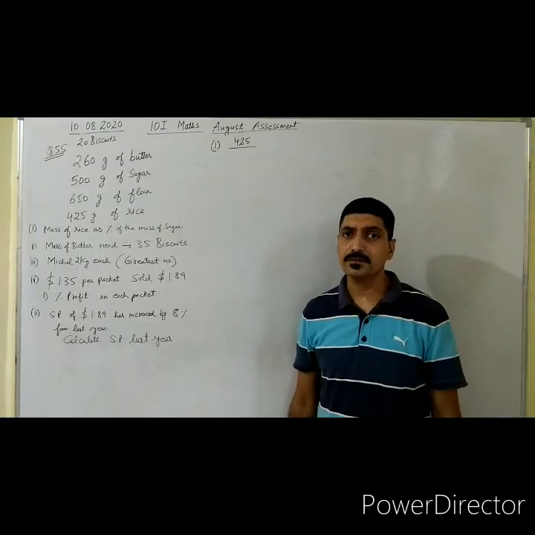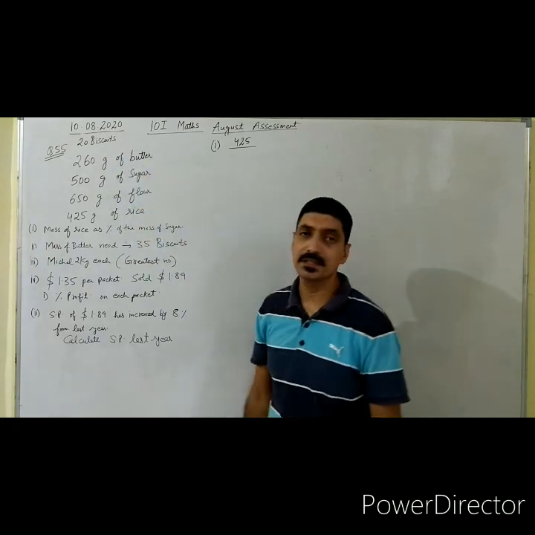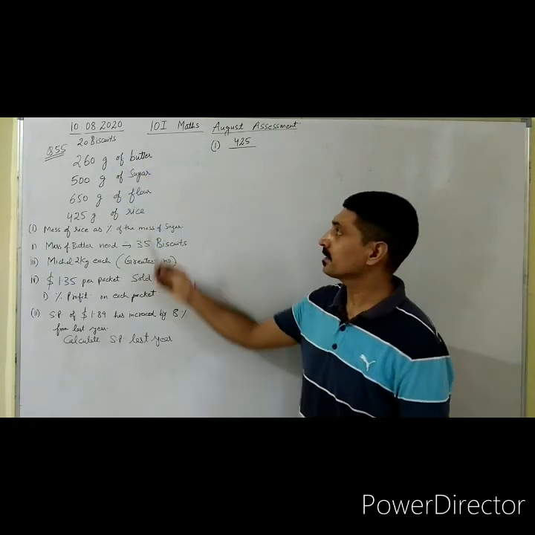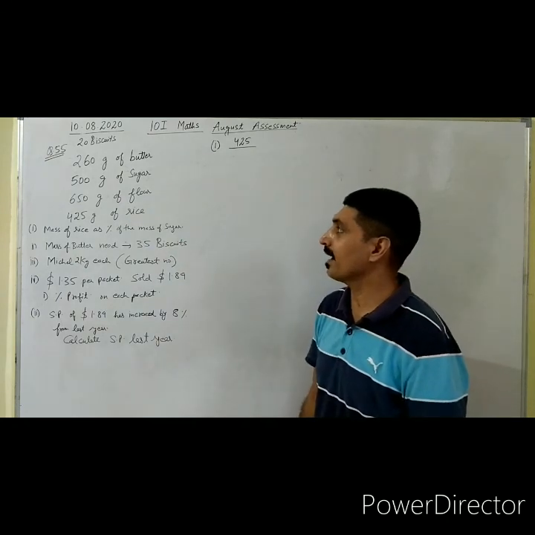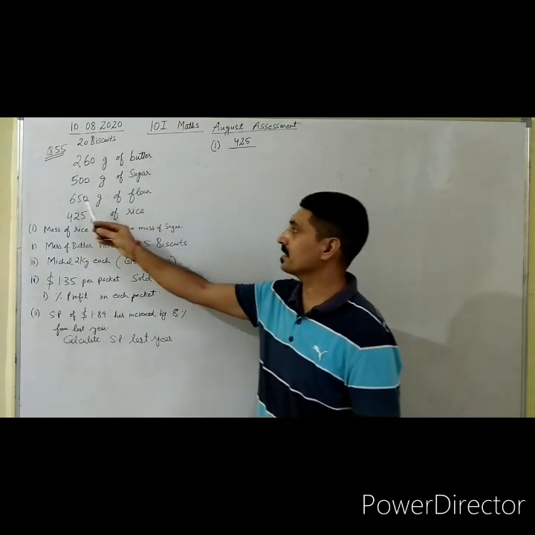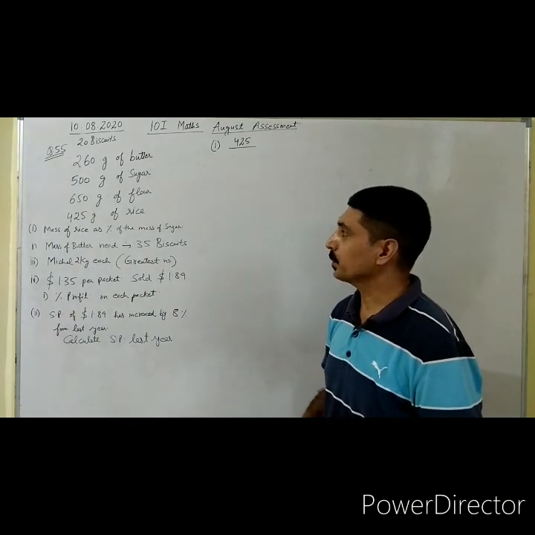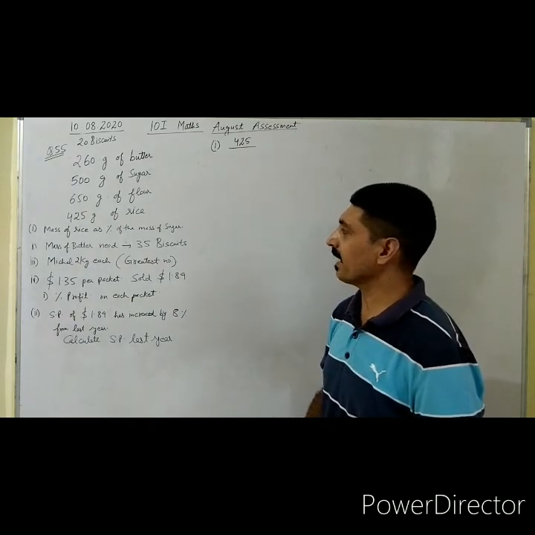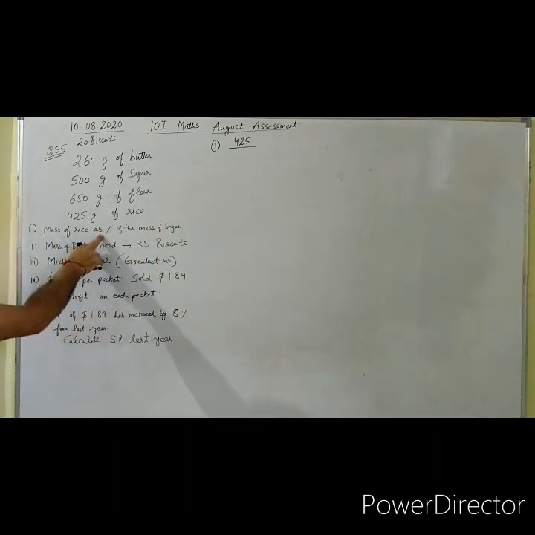Question number 55. For 20 biscuits, the butter required is 260 gram, sugar is half kg, flour is 650 gram, and rice is 420 grams. So here the first part is to find the mass of rice as a percentage of the mass of sugar.